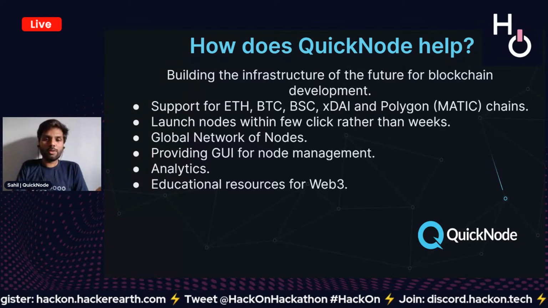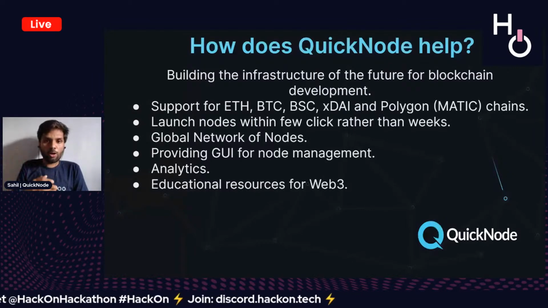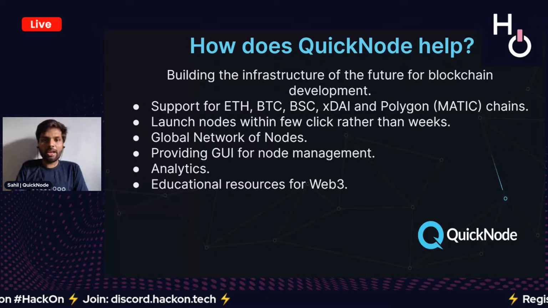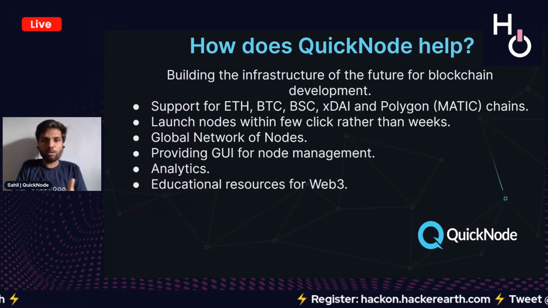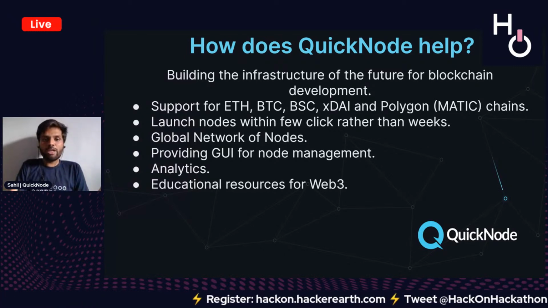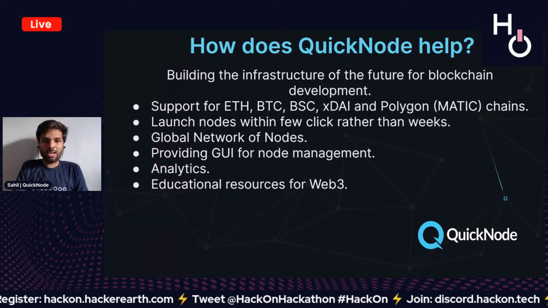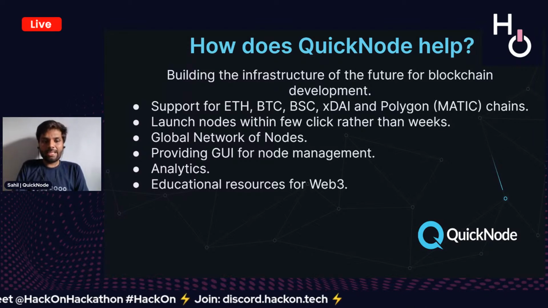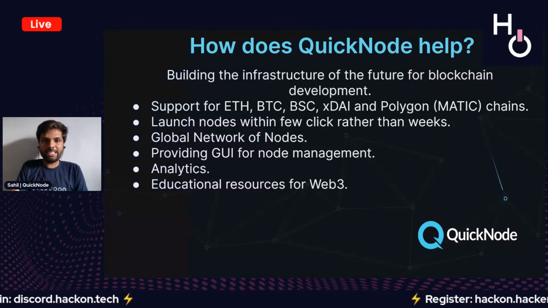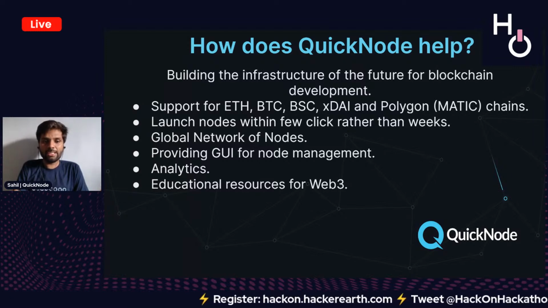Nodes usually require a lot of time to launch because you have to sync the whole blockchain onto your machine or your hardware. After that, you also have to maintain it because nodes can get out of sync pretty easily. But QuickNode does all that job for you. You can simply launch a node which is synced to the latest block within a few clicks. And as I said, we have a global network of nodes, so you get your data broadcasted to the whole blockchain network very easily.